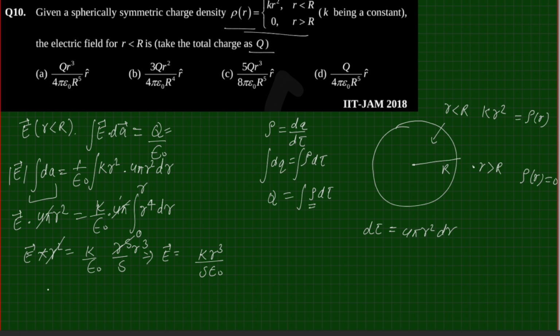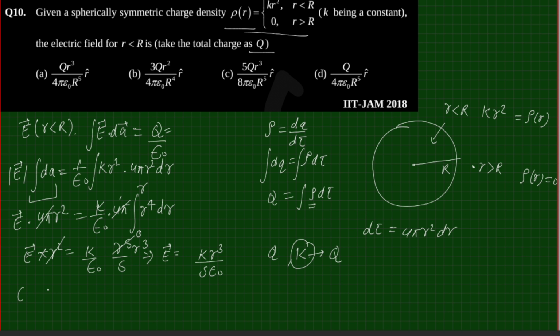But there is not such an option. In the options it is given in the form of q, but here we have calculated in the form of k, so we have to replace the value of k in terms of q.